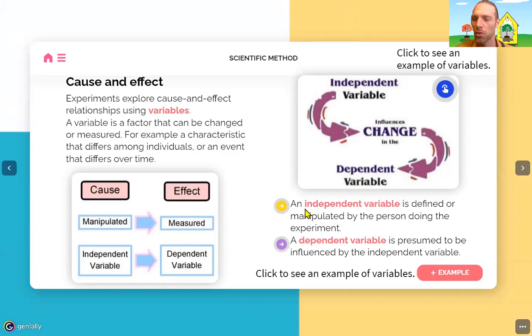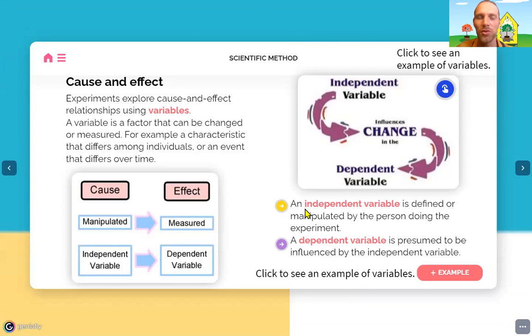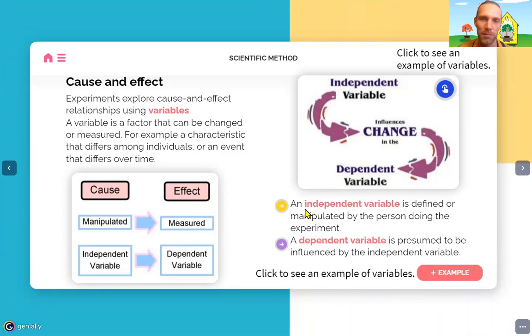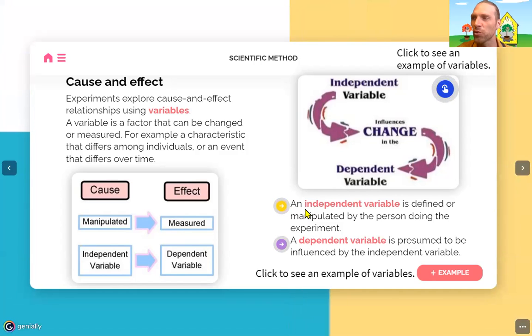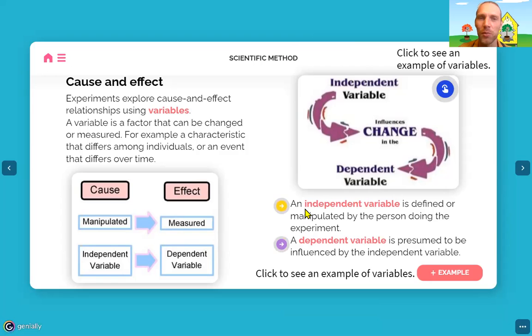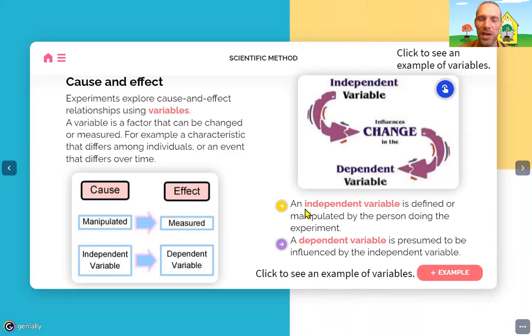Okay, so what if we have variables? Let's assume the plants are the same, but the difference is that we observe that the leaves have a different color, but the plant is basically the same. So we have two types of variables. We have independent variable and dependent variable. And the independent variable is the variable that we manipulate. So that's what we change in an experiment.